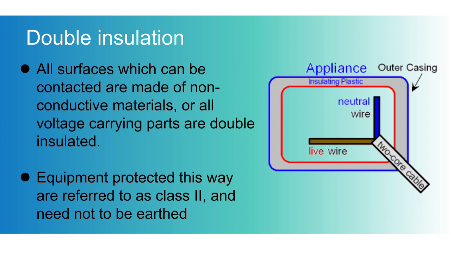Double insulation. When we look at the diagram, the live wire and the neutral wire combined together form the two-core cable. Apart from this, there is an outer casing which consists of insulating plastic, which is the double insulation. For this, the surfaces which can be contacted are made of non-conductive materials. So this type of equipment is referred to as class 2, and it need not be earthed as there is already insulation.